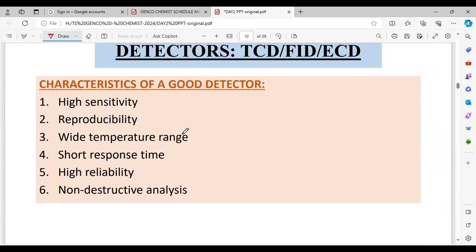Next, we'll move to the detector. The last part of the GC instrument is detectors. In the syllabus, they have mentioned TCD, FID, and EC.